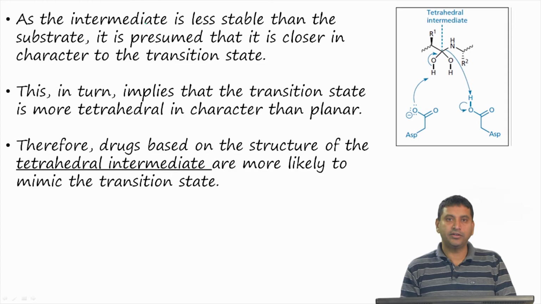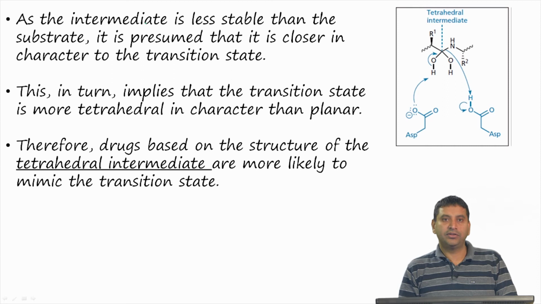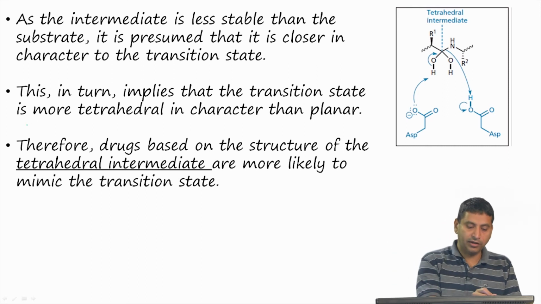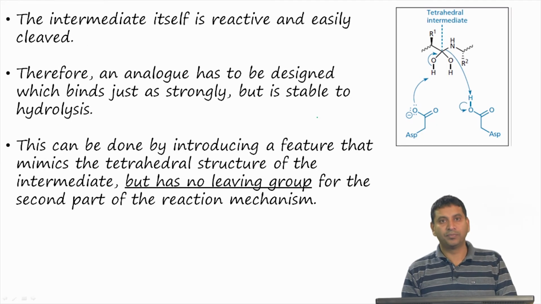As the intermediate is less stable than the substrate, now we can assume that this intermediate is what is going to be stabilized by the enzyme, right. This in turn implies that the transition state is more tetrahedral in character than planar. So, what we need to figure out is how to develop a tetrahedral intermediate, or a tetrahedral intermediate-like molecule.